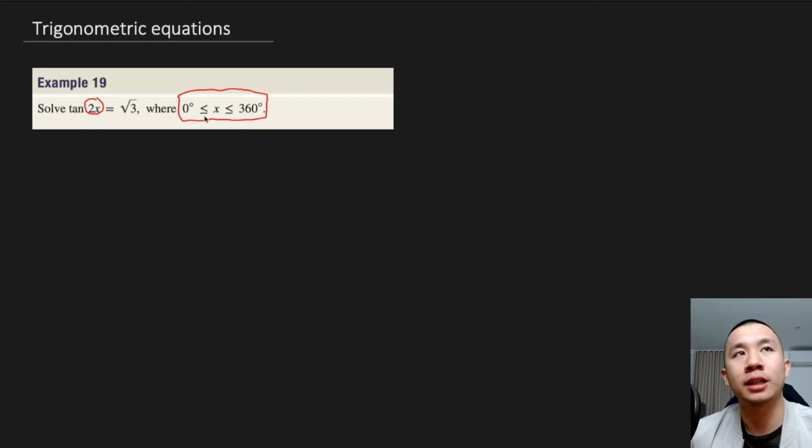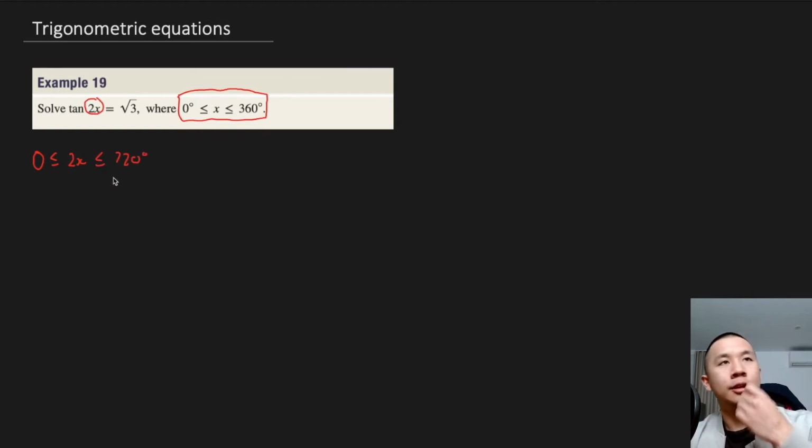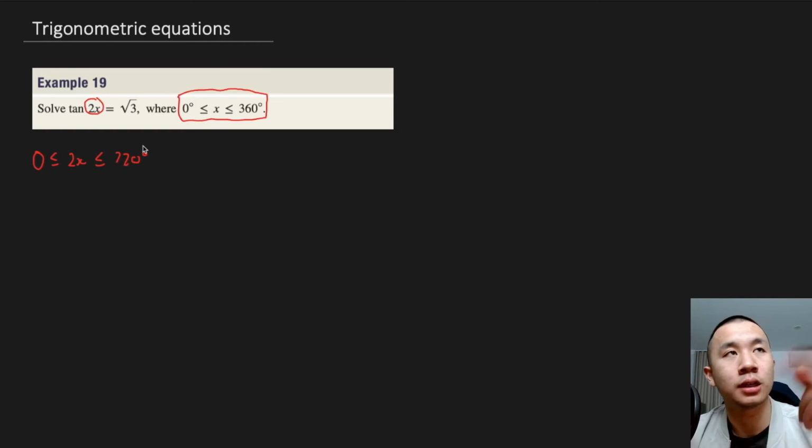So what I can do is multiply everything in this inequality by 2. So that's going to be 0 ≤ 2x ≤ 720. Now this restriction tells me all the angles tan can take. That is why I am doubling everything in this inequality.